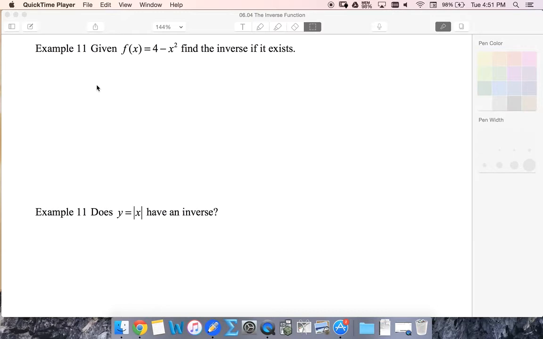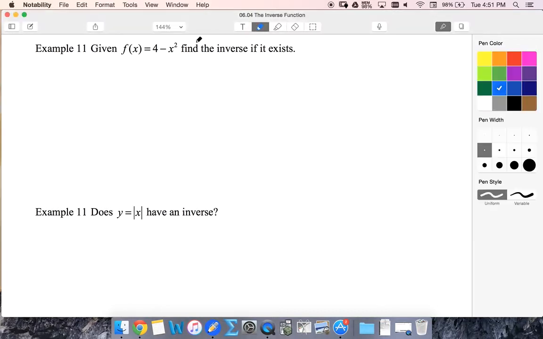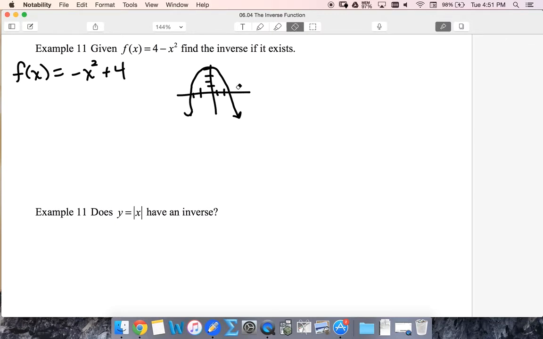Example 11, we want to find the inverse if it exists. Well, let's think about this graph. f of x I could rewrite as negative x squared plus 4. I know that that graph goes up 4 and then factors x plus 2, x minus 2. Let's pretend like I went through the 2's. We can make that happen. All right, well, let's just draw it again.